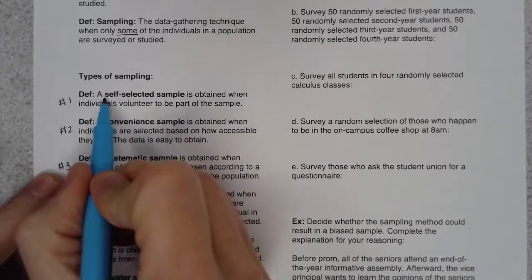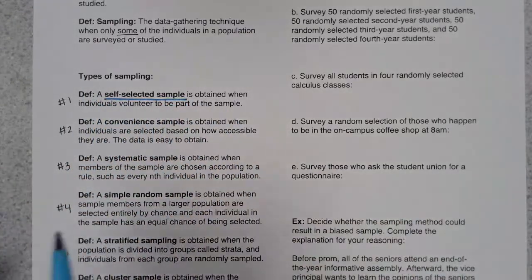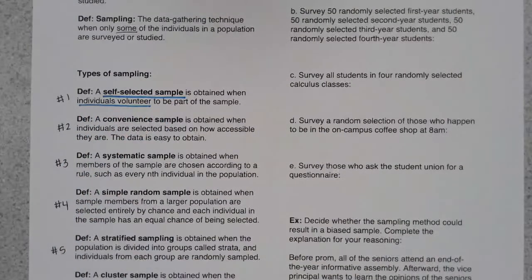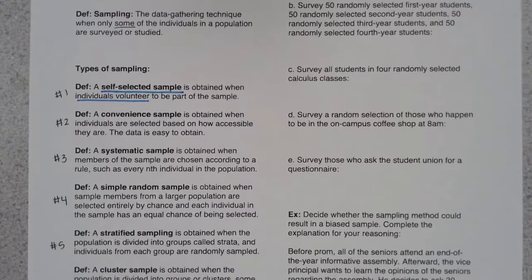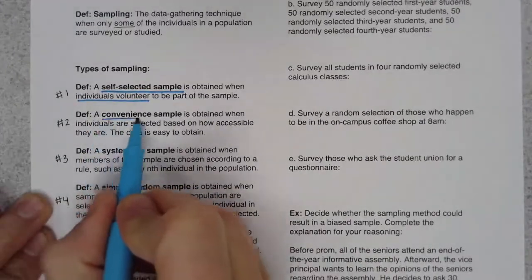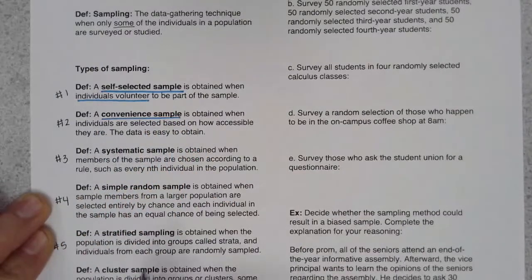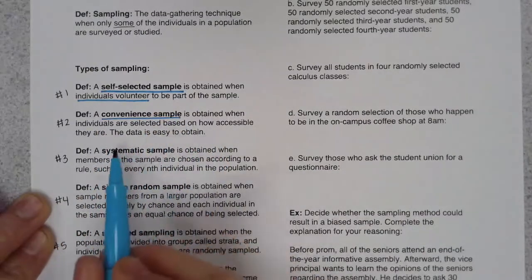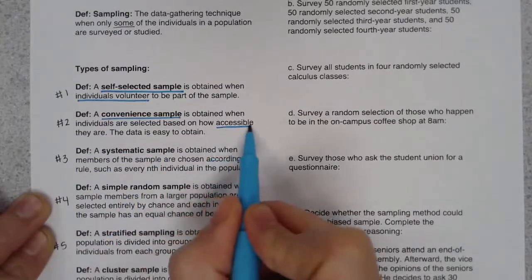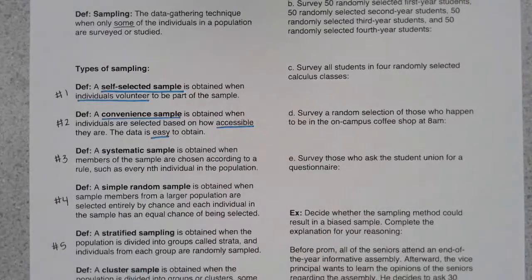So in a self-selected sample, that's when somebody volunteers to be a part of the sample. So the person that's participating is volunteering to participate. The second type of sampling method is a convenience sample. In a convenience sample, that's obtained when individuals are selected based on how accessible they are. The data is easy to obtain. We'll look at examples of each of these later, but in a convenience sample, you might be asking people the question just because you happen to be where the people are.